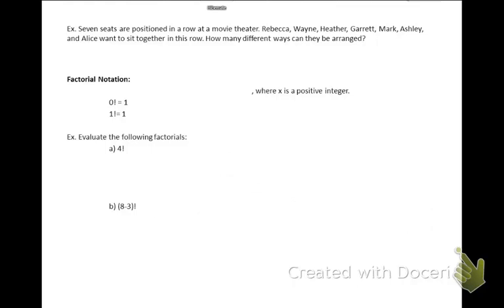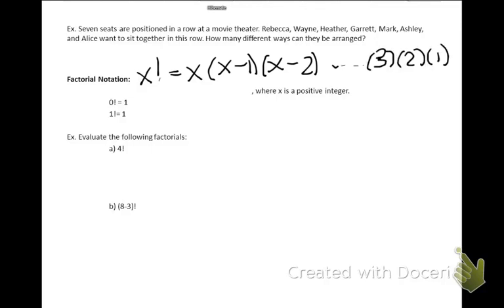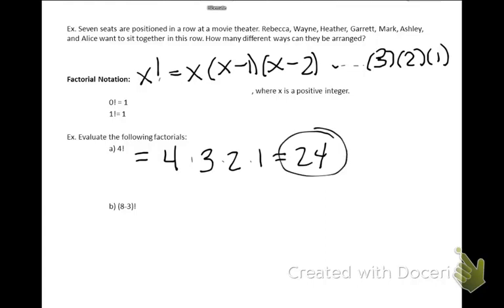The formal definition of factorial is x factorial, and it means start at integer x and multiply by 1 number smaller until you hit the number 1. Some special cases that we should discuss: 0 factorial is always 1, and 1 factorial is 1. Let's try evaluating some other factorials. 4 factorial means start at 4 and multiply till you hit the number 1. 4 times 3 is 12, and 12 times 2 is 24. So 4 factorial is 24.